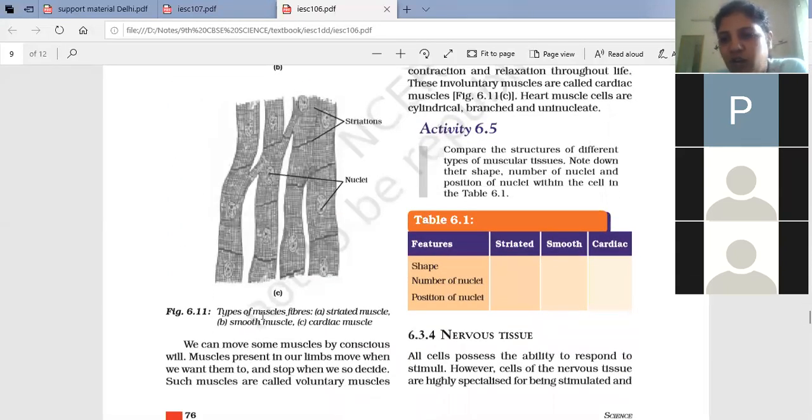Now you have to remember the differences, and these diagrams also you have to remember. The question is asked for 3 marks: Draw a diagram of 3 types of muscle tissues and differentiate them according to their location, structure and function.